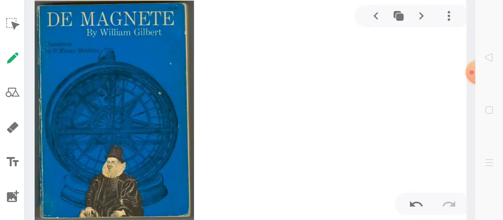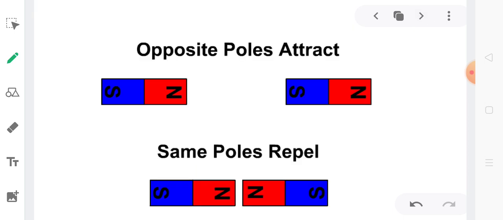Now, this was one important book written by Sir William Gilbert on magnetism. Whatever observations were made by William Gilbert and how it is important for us, that will be covered in the later half, but for the time being I will discuss the properties of bar magnets.